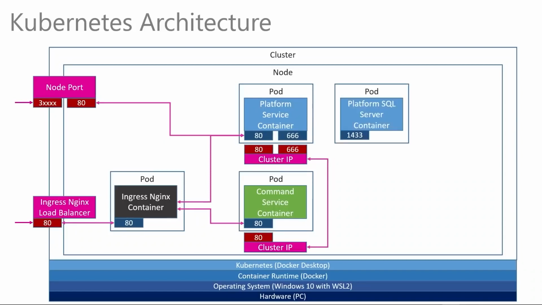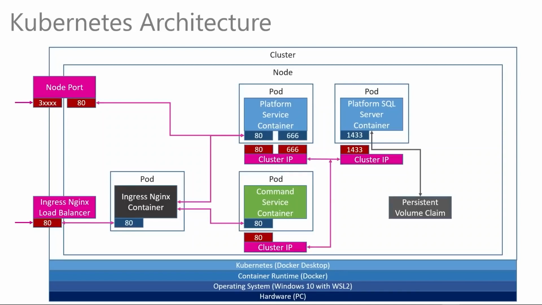Next thing we're going to do is set up a database, a SQL Server database, because at the moment we're running internal in-memory databases for both our services. So we're going to stand up a separate SQL Server just for use by our platform service. And it's going to have a cluster IP as well, so it can talk to the other services.